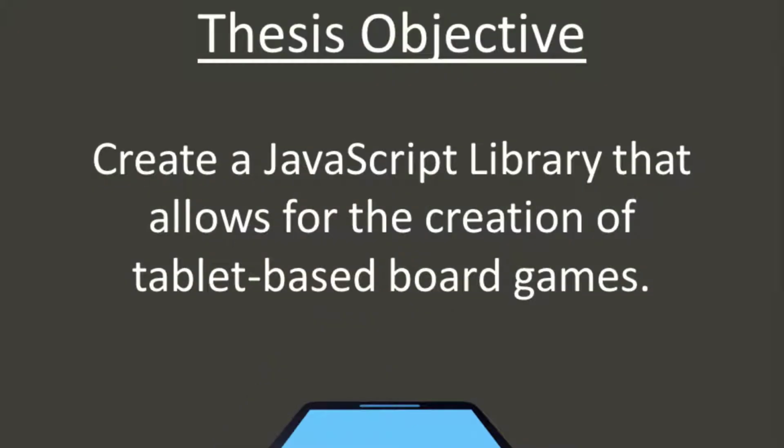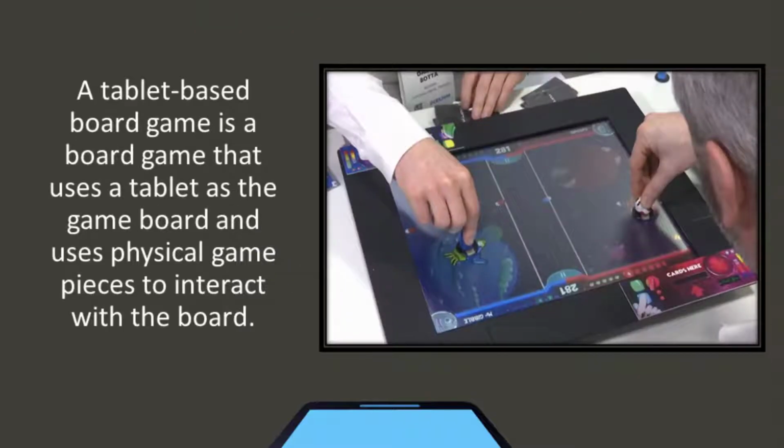The objective for my thesis was to develop a JavaScript library that allows for the creation of tablet-based board games. But what is a tablet-based board game? Well, a tablet-based board game is a board game that uses a tablet as the game board and uses physical game pieces to interact with the board.